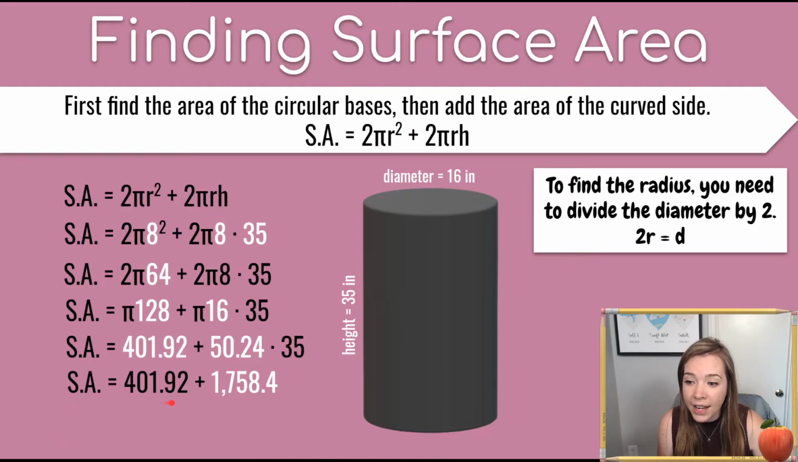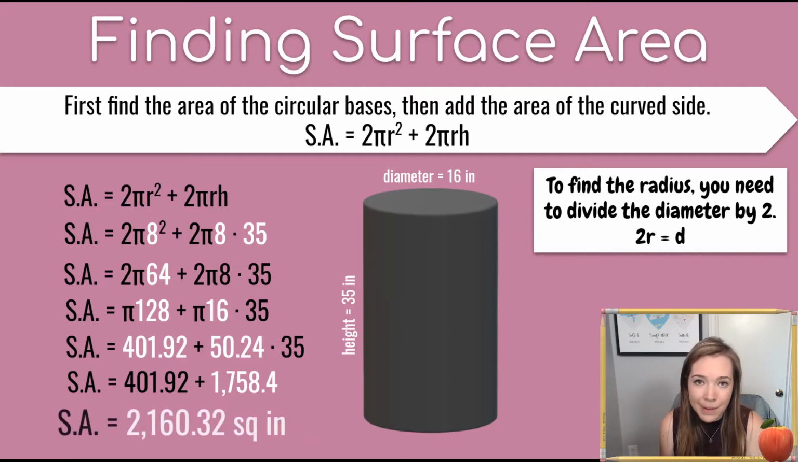So we have the area of our circular bases right here added together, both circles, and then we have our area of our curved side right here. And we're going to add those together, and we end up with a surface area of 2,160 and 3200ths square inches.